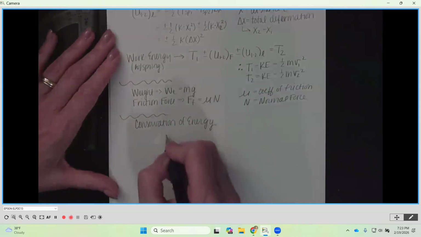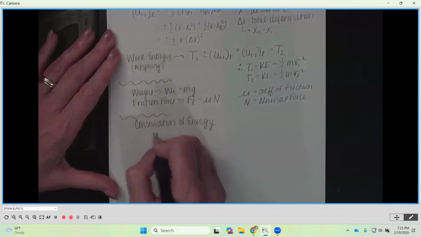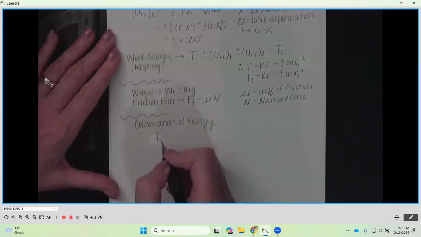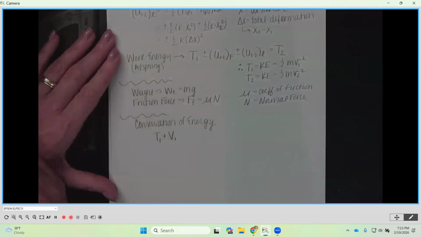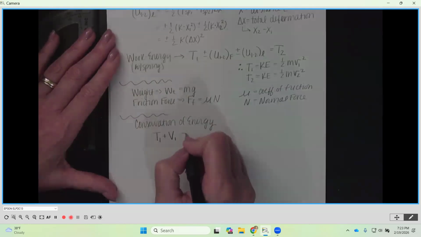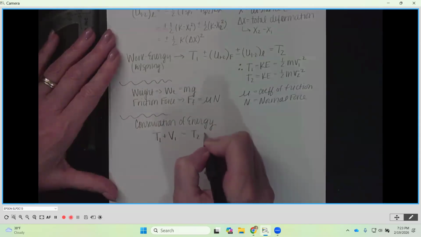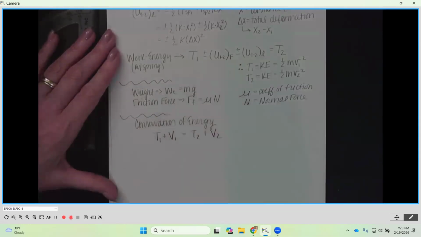Okay. And we know in its simplest form, it's going to be T1, the initial kinetic energy, plus V1, which is our potential energy. It's going to be equal to T2 plus V2.